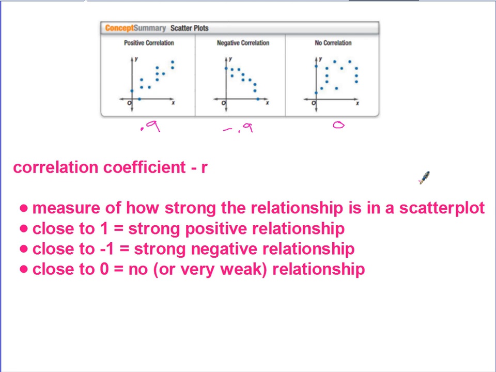So the correlation coefficient is always between 1 and -1. We can't have an R of 1.4. It's always between 1 and -1, and the closer it is to either of those values, the stronger the relationship is. So if we get a 0.6, 0.7, 0.8, that's a really good correlation coefficient, and the same thing with -0.7, -0.8, those are good as well. When we're close to 0, 0.1, 0.2, 0.3, those are weak relationships.